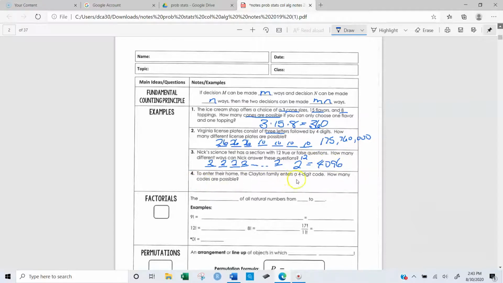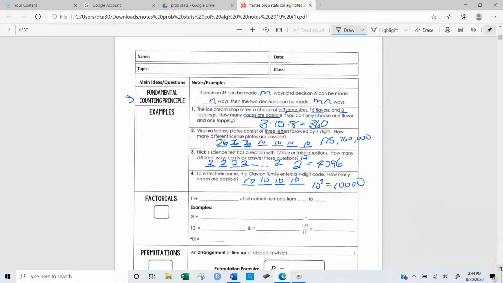The Clayton family enters a 4-digit code. How many codes are possible? 4 digits. So remember, it did not say they could not duplicate. So in your 4 digits, you should have had 10 times 10 times 10 times 10. In other words, 10 to the 4th would be a little bit easier to write, which is 4 zeros. So 10,000 different codes. Right, that is the fundamental counting principle is what we're talking about here.